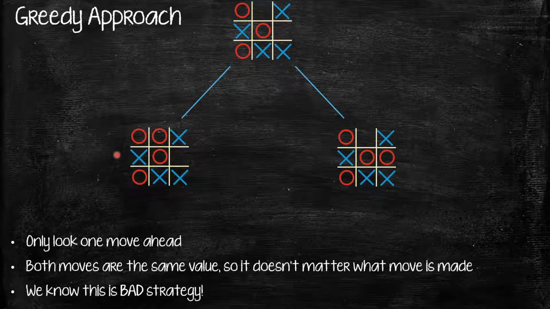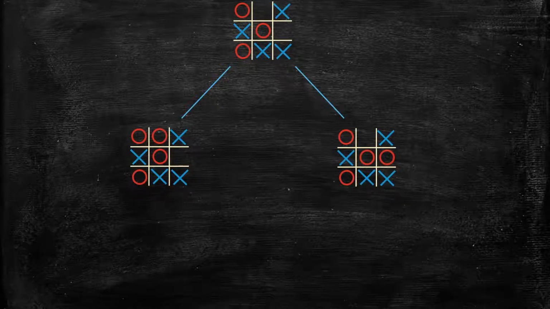That's what people who have no strategy do. This is an easy way to win against someone in tic-tac-toe. So a greedy approach isn't really the way to go. But the greedy algorithm, you don't have to toss it out. We just need something that's going to look further into the future. And to do that, we're going to use the Minimax algorithm.